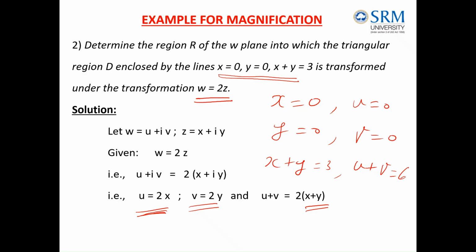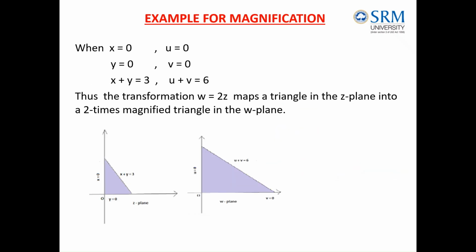So we can easily understand the magnification. So see this, the images: u equal to 0, v equal to 0 and u plus v equal to 6. So u equal to 0 is the v axis and v equal to 0 is the u axis, and u plus v equal to 6 is the intercept form of the straight line equation.